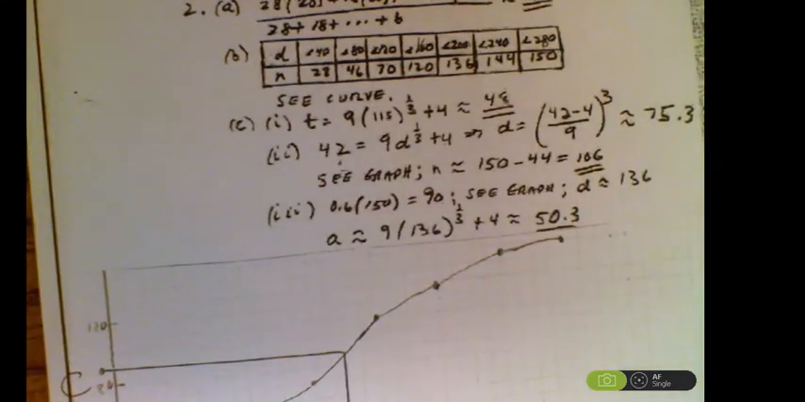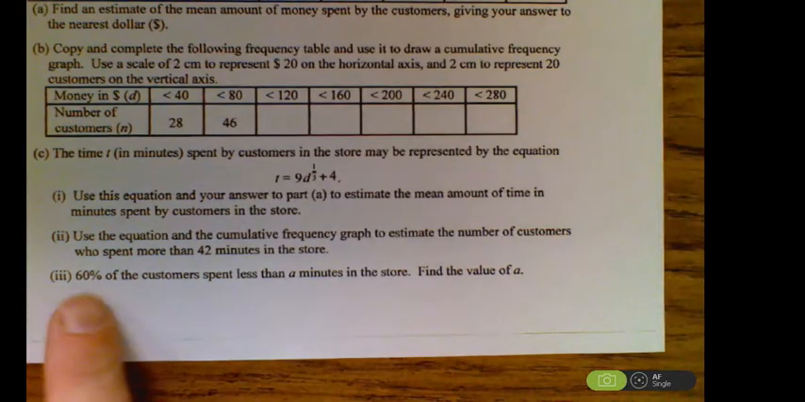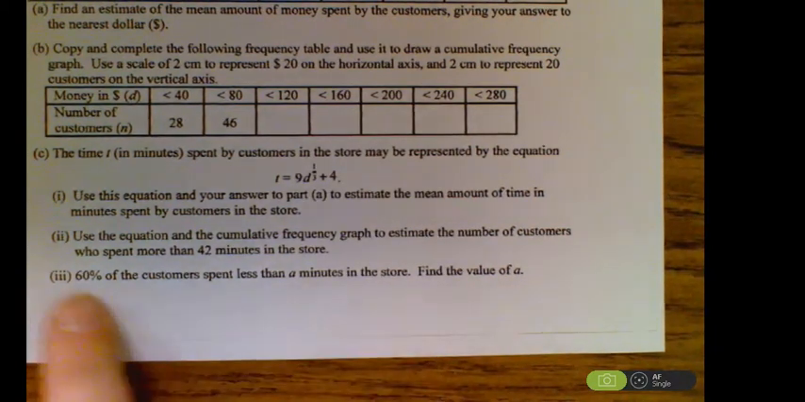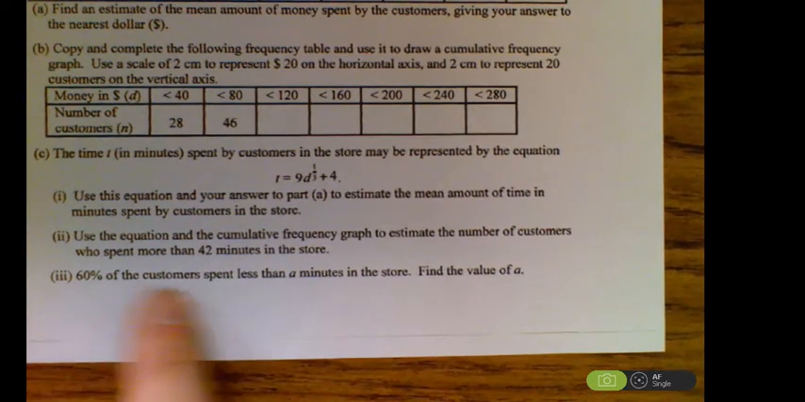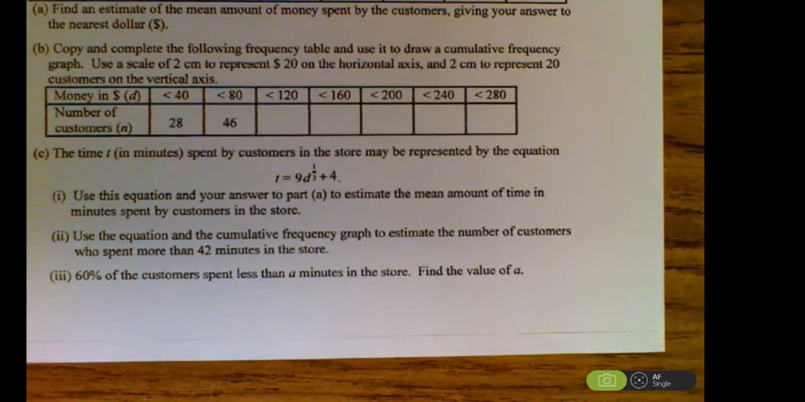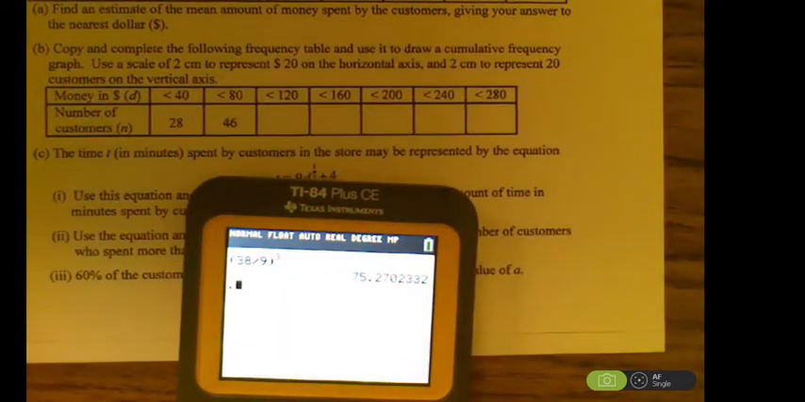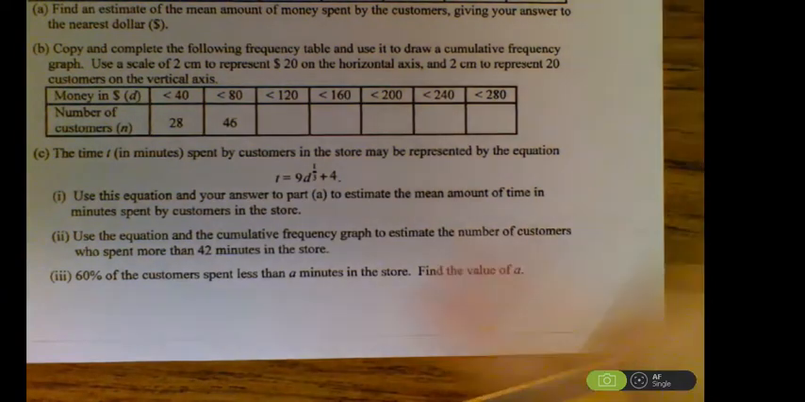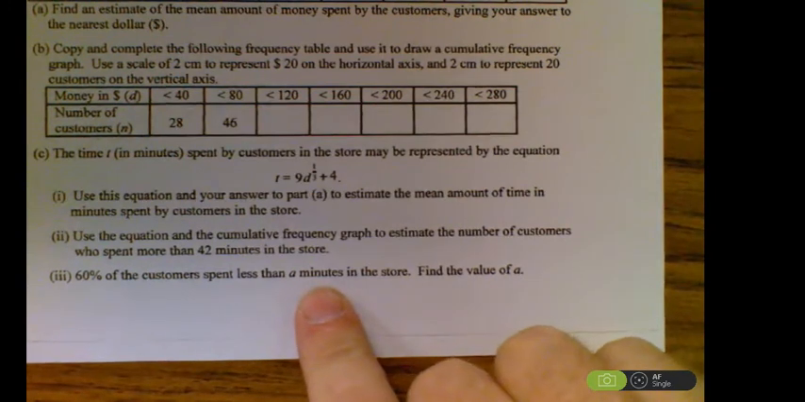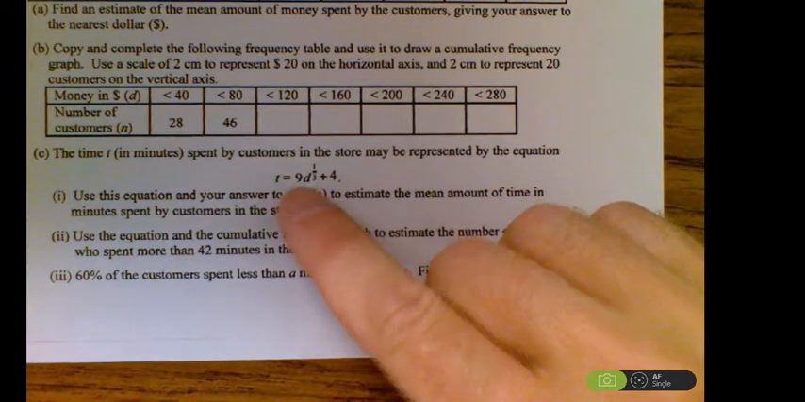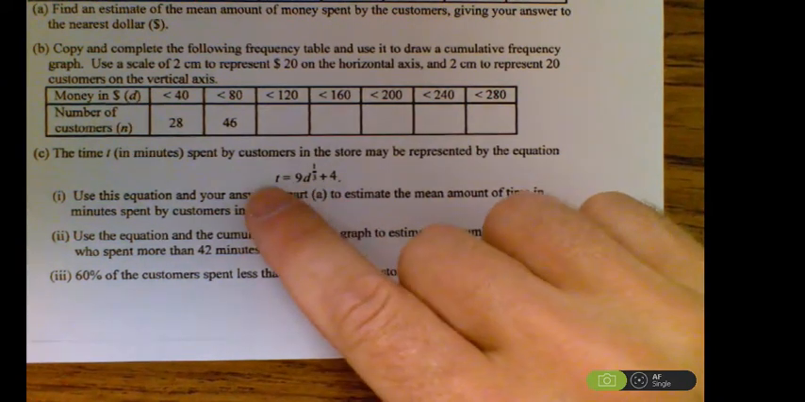Moving on. The last part on this one says 60% of the customers spent less than 8 minutes, so find the value of A. Again, a couple things we want to recognize. We got 60% of the customers, and remember there were 150 customers total. So 60% of that means we're talking about 90 customers here. So we're talking about 90 customers who spent less than 8 minutes, and remember, time is not on our graph. So that means I have to use the graph to get a dollar amount, so I can plug the dollar amount into here in order to get time.